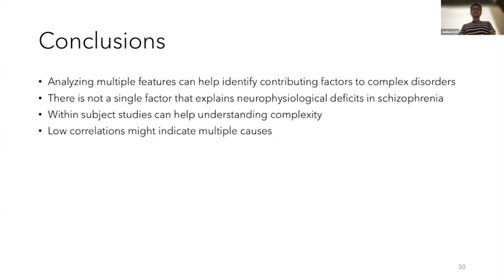And again, low correlations might indicate multiple causes. This is also in line with some interesting results showing that there are clusters of patients which share similar traits. For example, there are patients who have intact white matter or gray matter structures, but they have other deficits which are more functional. Whereas you have another group of patients who have very strong deficits in the structure of the brain. So there might be different subgroups, right?